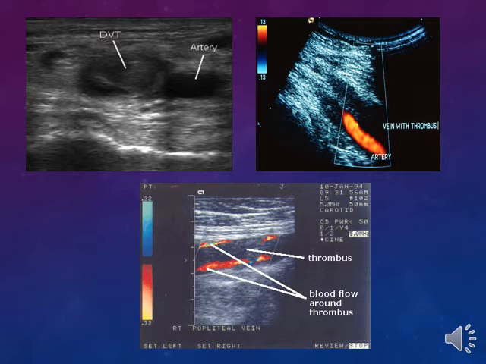This is an example of a duplex scan showing dilatation and an echogenic thrombus inside the vein. It is beside the artery. This is the common femoral vein. Also, in the longitudinal section, we can see the presence of dilated, non-compressible veins, and here in the lower part of these photos, the presence of a partially occluded vein with blood flow and thrombus not completely occluding the lumen.